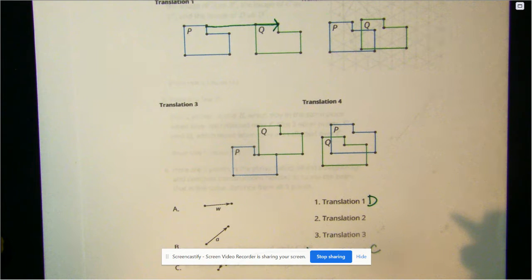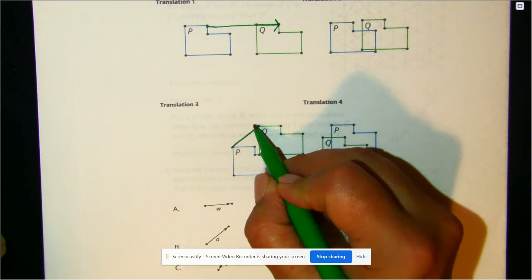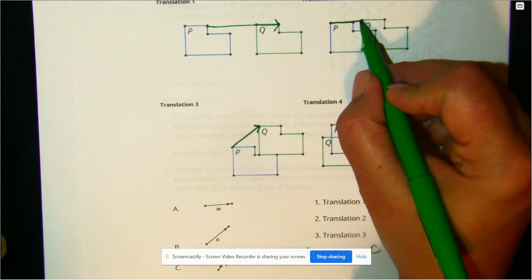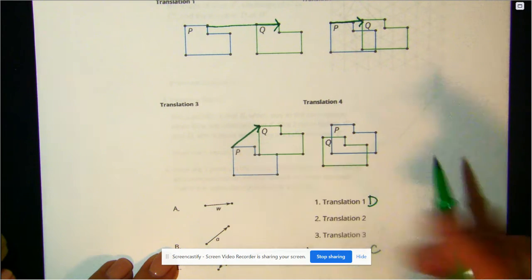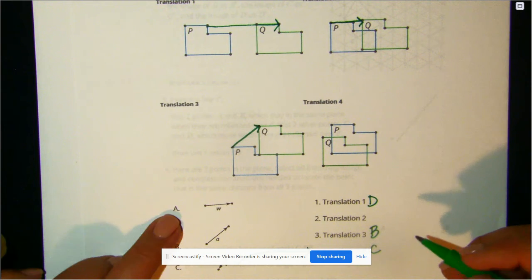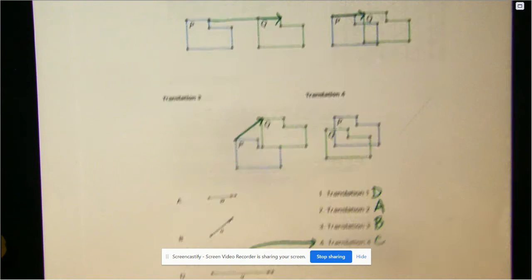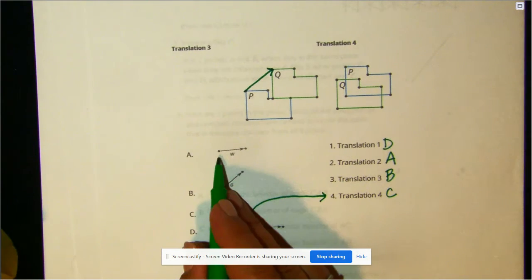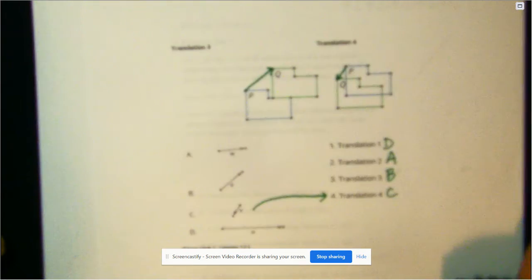And now we just have these two left. Look at, for example, number 3. See how it goes quite a bit up, but this one is just almost straight across. So you can tell B is the directed line segment for number 3, and A is the directed line segment for number 2. You're just looking at how much the slide was and in what direction. This one was my easiest one because it was the only one that was going down.